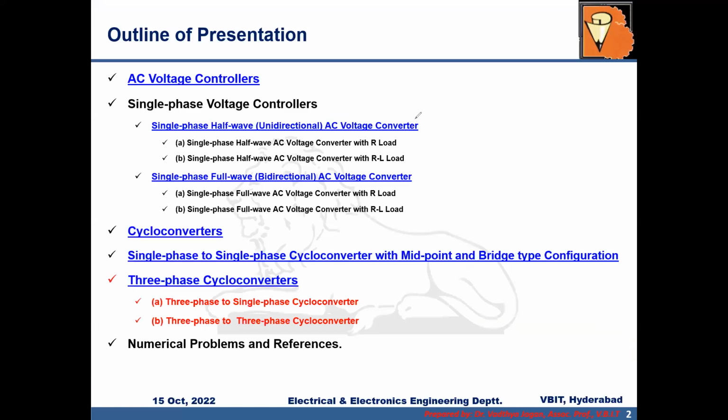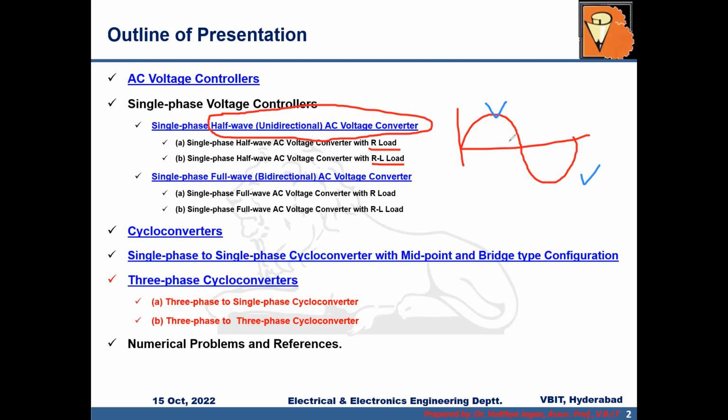So, in the last video, I have explained about the single phase half wave AC voltage controller, both with R load and RL load. Right? So single phase half wave AC voltage controller is also called unidirectional. Which means with the help of half wave AC voltage controller, either we can control the positive half cycle or we can control the negative half cycle, but not both.